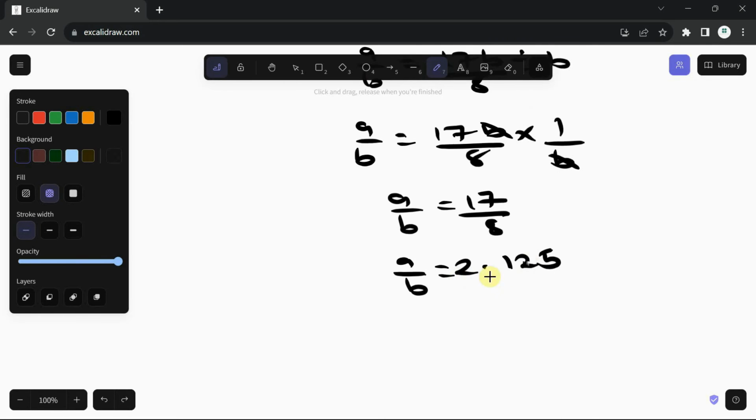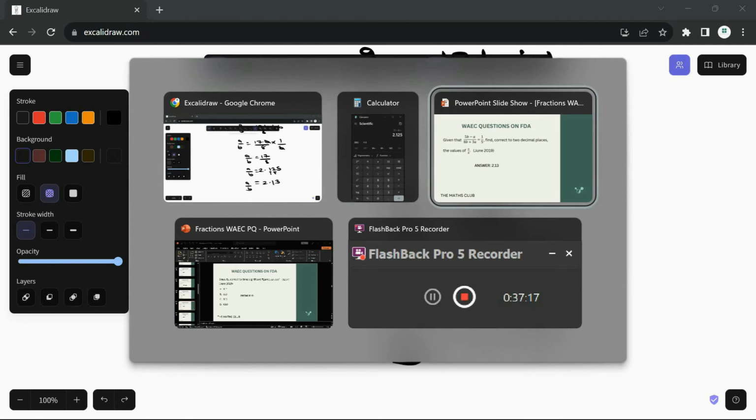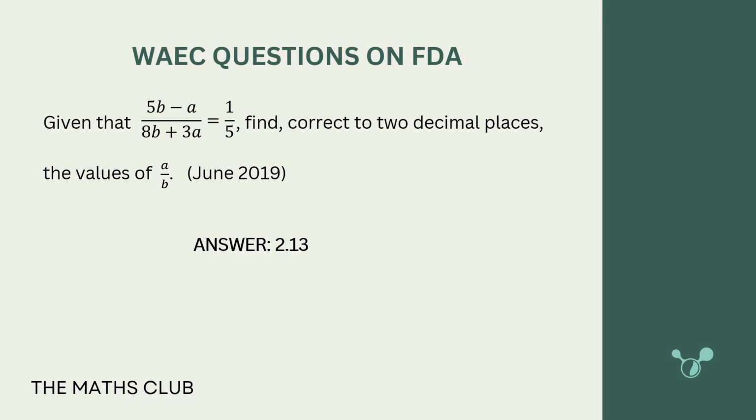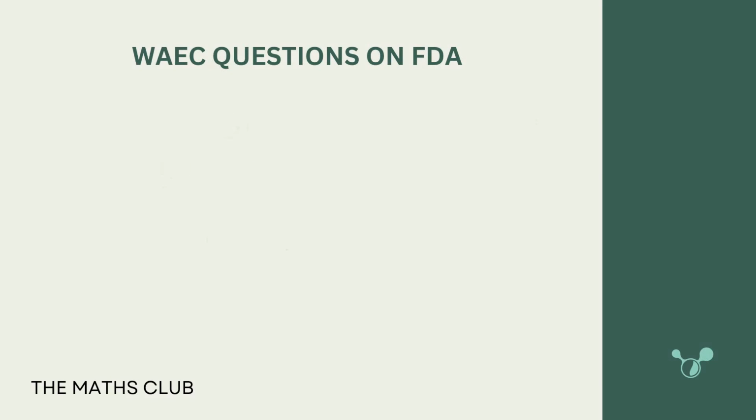So this is decimal place 1 and decimal place 2. So the value after decimal place 2 is at least 5. So that will be 2, add 1 to this 2, so 2.13. So that means our a over b is equal to 2.13. Great, correct. So let's move further.